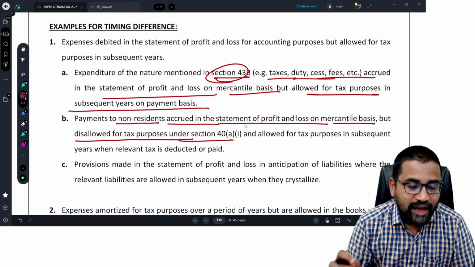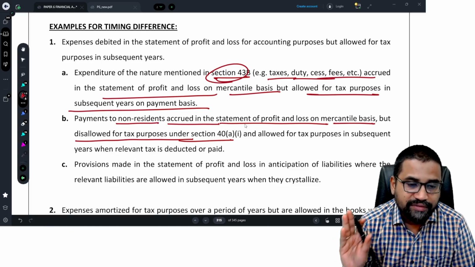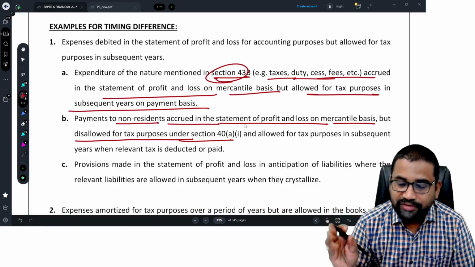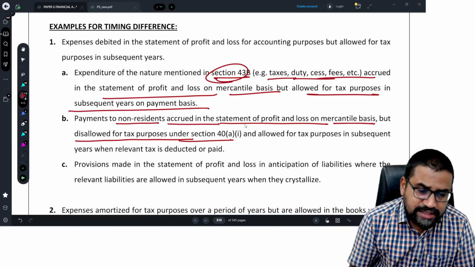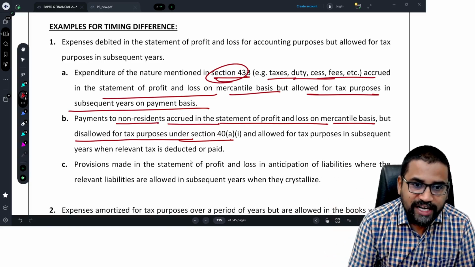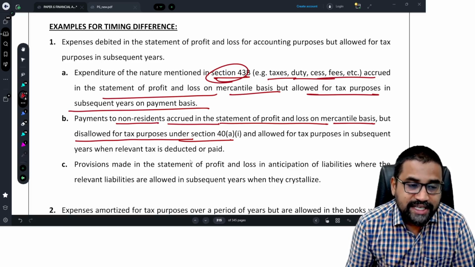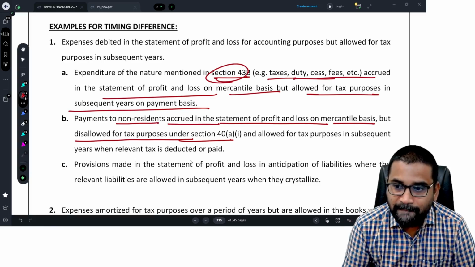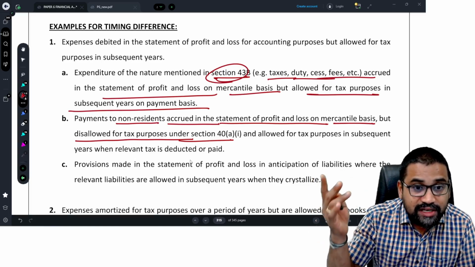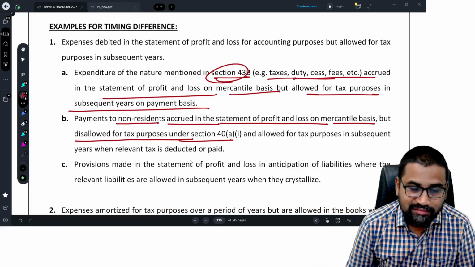So 40AI says 100% of the expenditure will be disallowed. For example, you paid some amount, suppose some contract payment to the non-resident without deduction of TDS. Now Income Tax Act says 100% disallowed. Then which year is it allowed, sir? The year in which you pay, it is allowed.